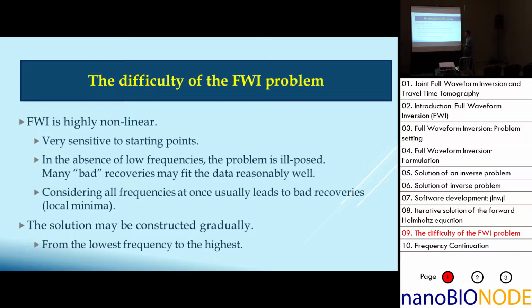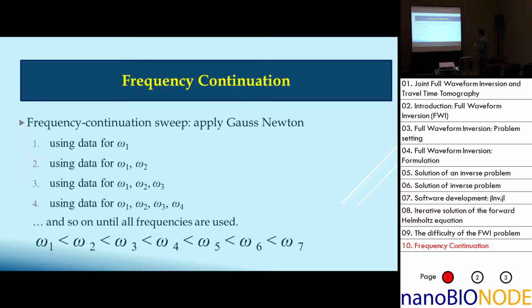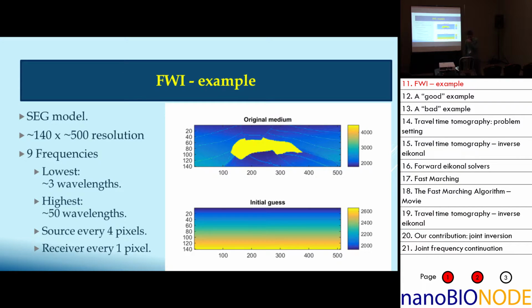And the solution may be constructed gradually from the lowest frequency to the highest. And we do that by a frequency attenuation strategy, which is rather standard. So we apply Gauss-Newton for the first frequency, then for the second frequency, and then we go on and add more and more frequencies until we solve the problem for all frequencies together. And let me show you an example of how this is done.